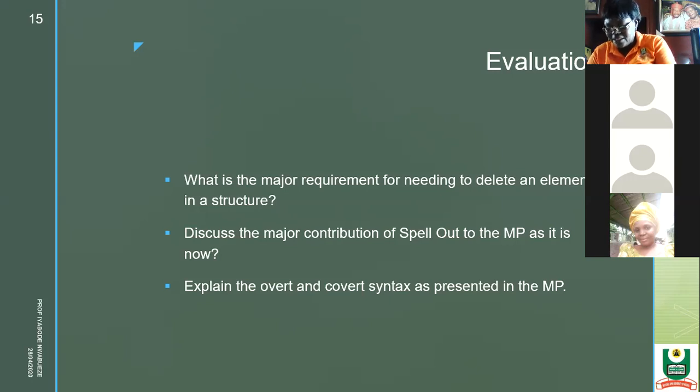Okay. Can we have a technical way of putting it? Okay, the technical way is when we have the case of redundancy, a redundant element. If you have an element that is there and going to cause a problem, you may need to delete it for you to have a full realization that is grammatical. Is that okay? Yes, ma'am.